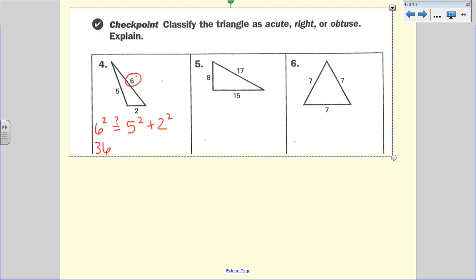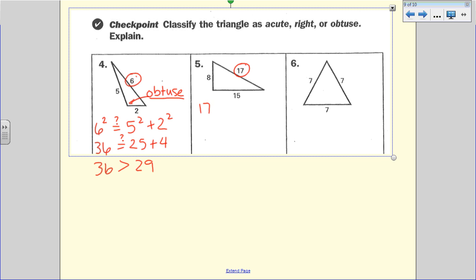So 36, I'm going to know, does that equal 25 plus 4? Well, I can see right now it's not going to equal. So I've got 36. On this side, I have 29. 36 is greater than 29. So I can see, because we have the larger c squared, that means this is an obtuse triangle. And when we look at that angle there, guys, we can see that obtuse angle. So a lot of times we can see what we're going to get. So the math really helps us verify, because we can't assume that our diagrams are drawn to scale.